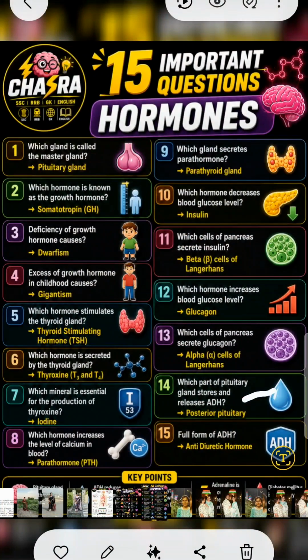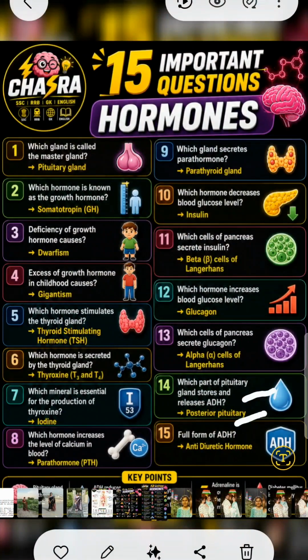ADH means antidiuretic hormone. It is secreted by the hypothalamus, which is present in the brain. Here you have to know the difference. It is secreted by the hypothalamus, whereas this hormone is stored and released by the posterior pituitary. Secreted by hypothalamus, stored and released by posterior pituitary. It acts on kidneys, means it reduces or regulates urine formation, whereas its deficiency causes diabetes insipidus.